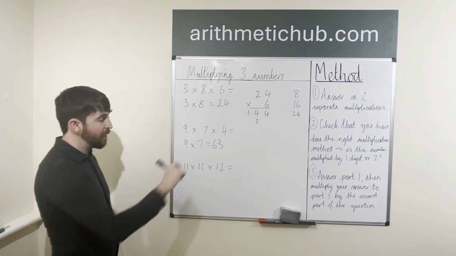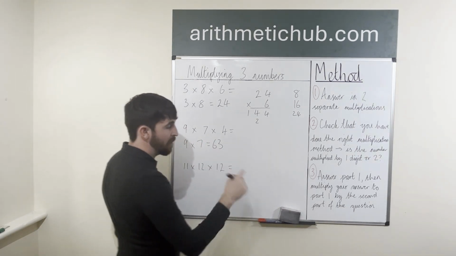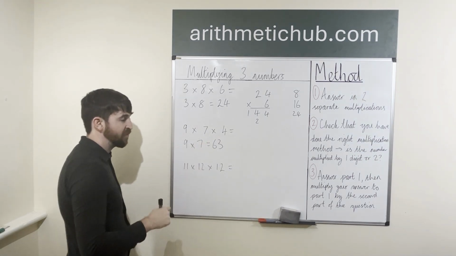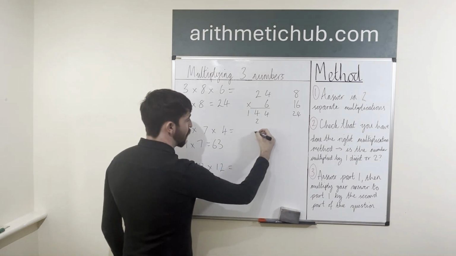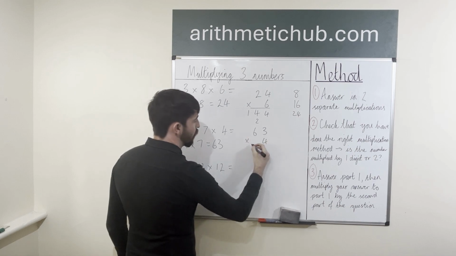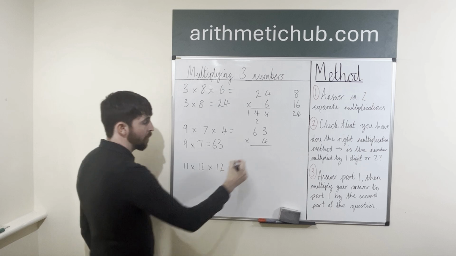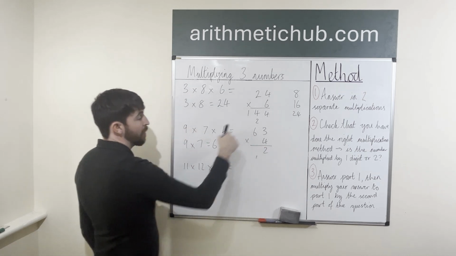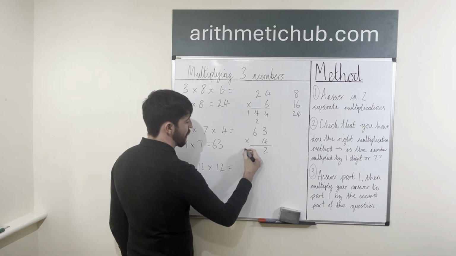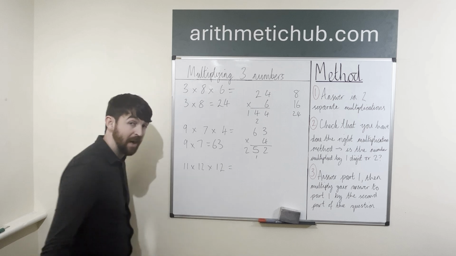I've now got my answer, and it says here, answer part 1, then multiply your answer to part 1 by the second part of the question. In the second part of the question here, I need to times by 4, don't I? So what I would do is I would do 63 times 4. 3 times 4 is going to give me 12. 4 times 6 is going to give me 24. Add the 1 is going to give me 25, like that.